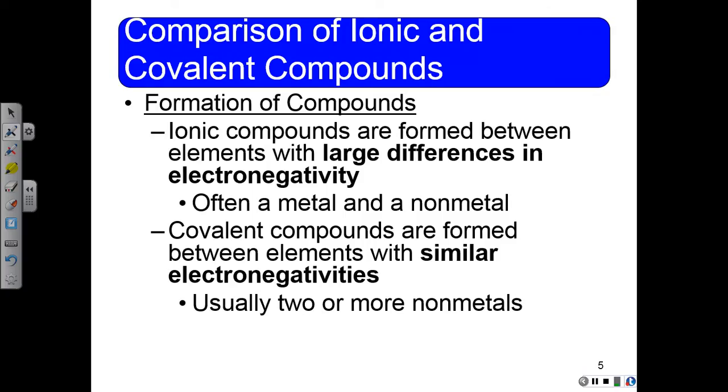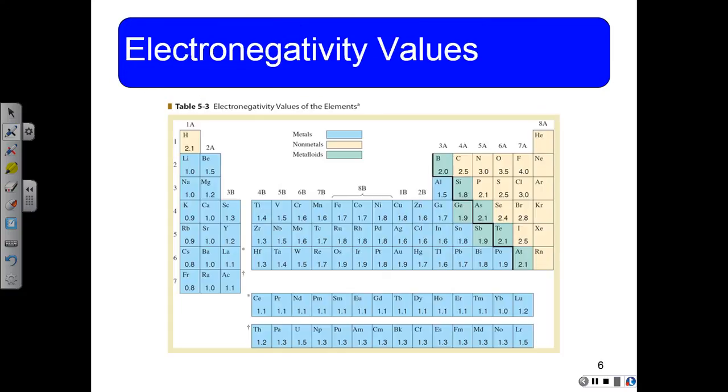Okay, so to add to this, if you're writing all this out, ionic compounds are formed between elements with large electronegativity differences. Earlier I think we looked at fluorine and calcium, or chlorine and calcium, I can't remember. The further apart two atoms are on the periodic table, the larger their difference in electronegativity. So we looked at that chart, so look at it again here.